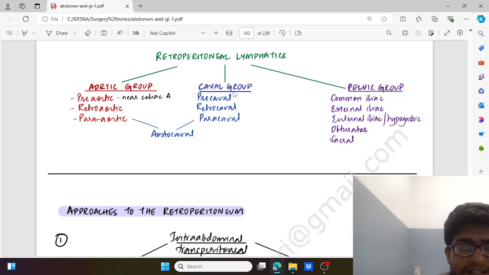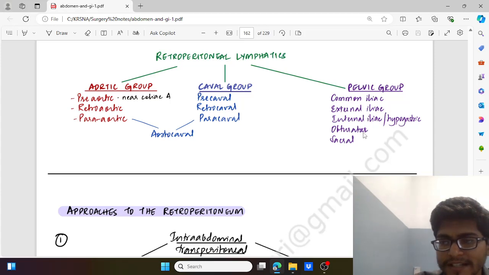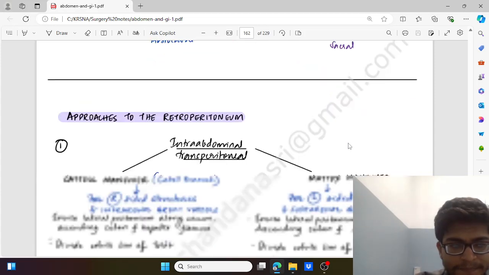Then the caval group, that is the pre-caval, retrocaval and paracaval group. And then we have the between one, that is the aortocaval group. In the pelvis, we have the common iliac, external iliac, internal iliac, also known as hypogastric, obturator and sacral.